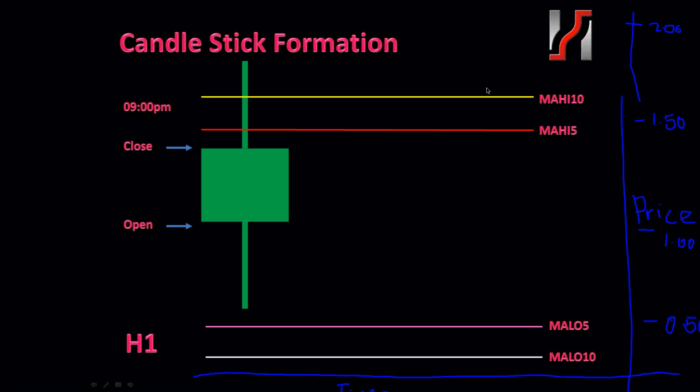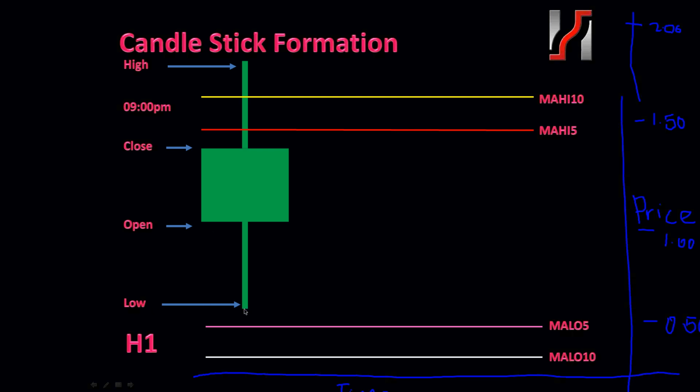So we know that this is a buy candle, because a buy candle opens at the bottom and closes on the top. And what we can see here is that it left a shadow on the moving averages MAHI 5 and MAHI 10. This is what we call candle reject, because the candle couldn't manage to break these sell indicators.